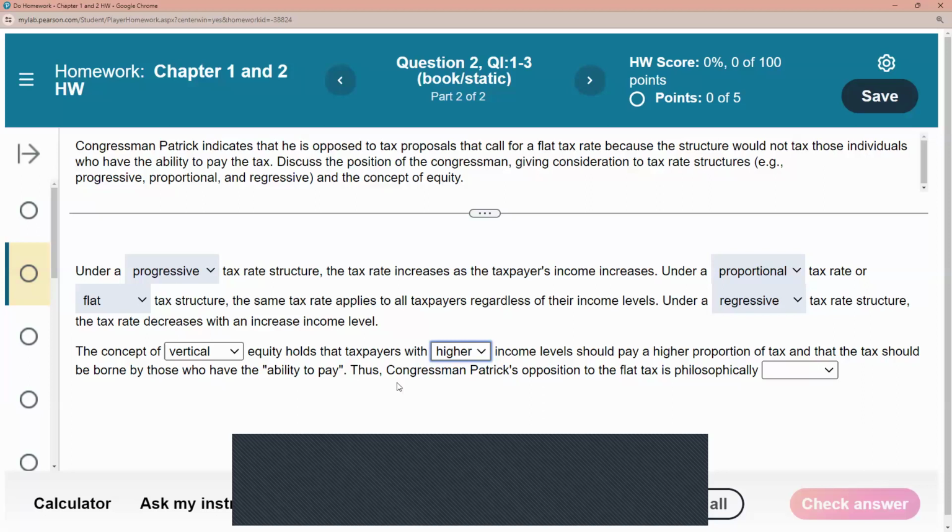But on the other hand, Congressman Patrick's opposition to the flat tax philosophy is considered correct, right? He indicates that he does not think that there should be a flat tax rate because it would not have a benefit to those who have the ability to pay the tax.